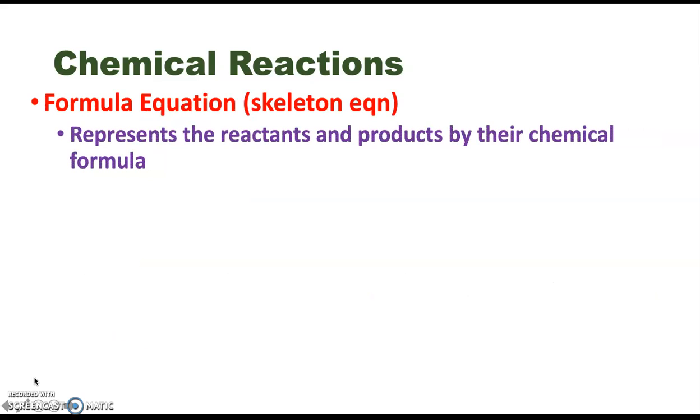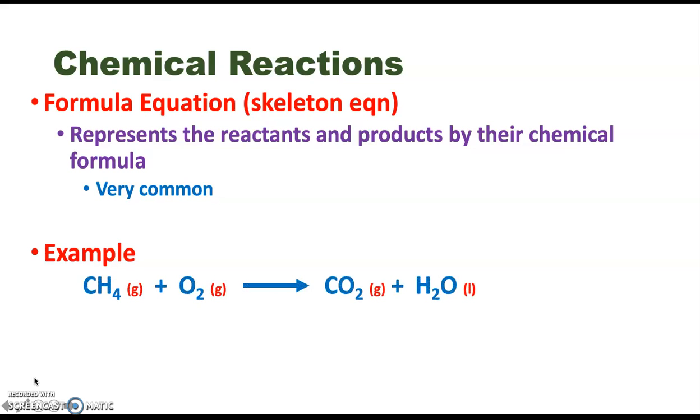These are much more common. They represent the reactants and products by their chemical formulas instead of their names. This is a lot more useful, and that's why it's more common. So this is the same equation that you saw on the last slide. This is the formula equation of methane plus oxygen goes to carbon dioxide plus water. In this you can see that it isn't balanced. It's easier to see that.